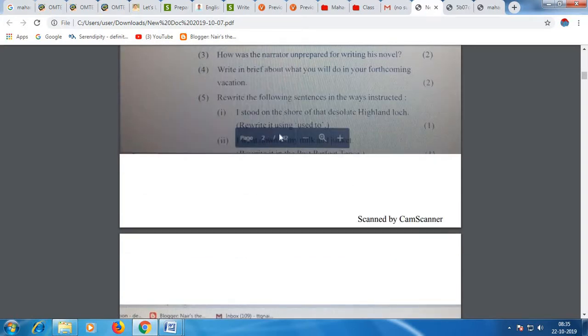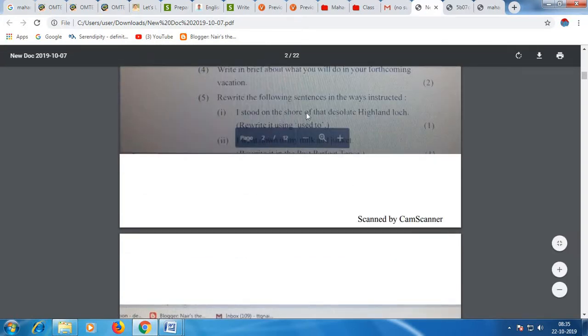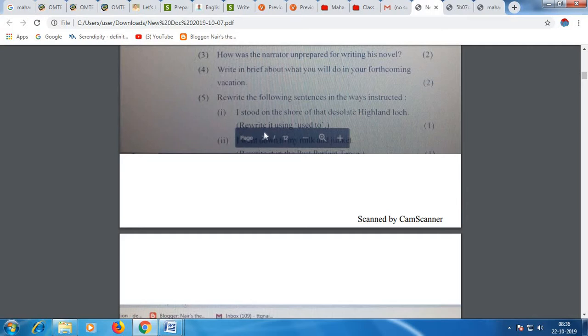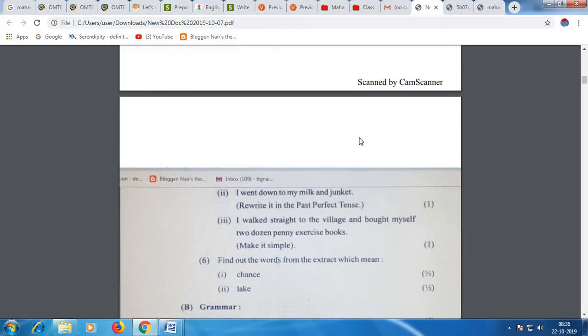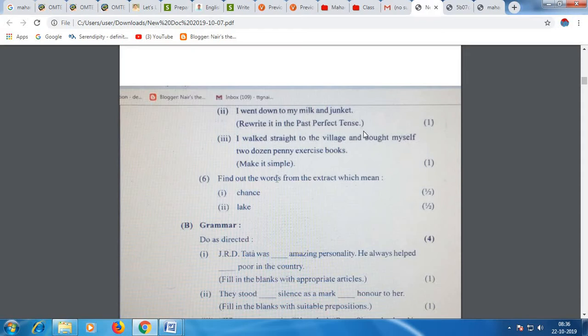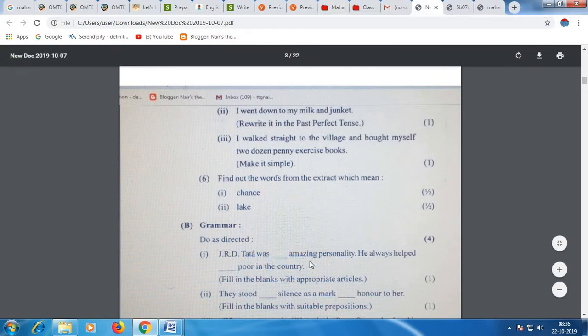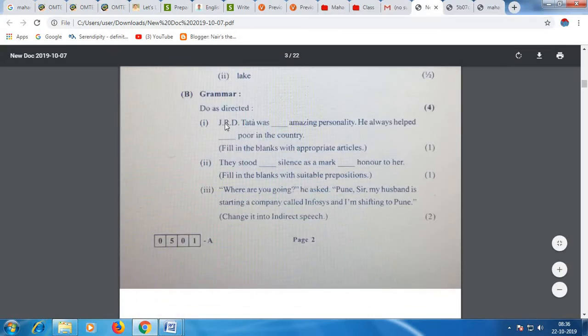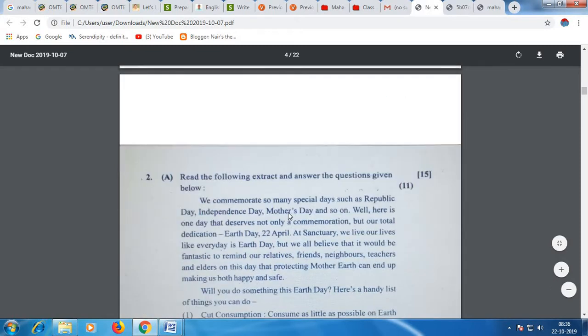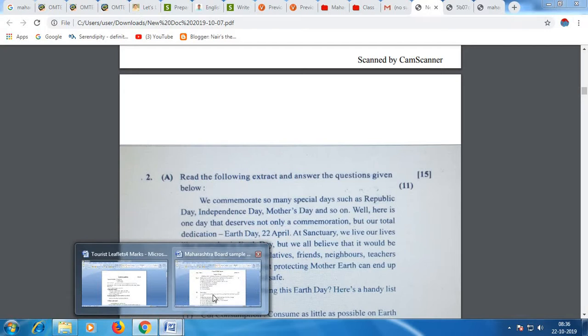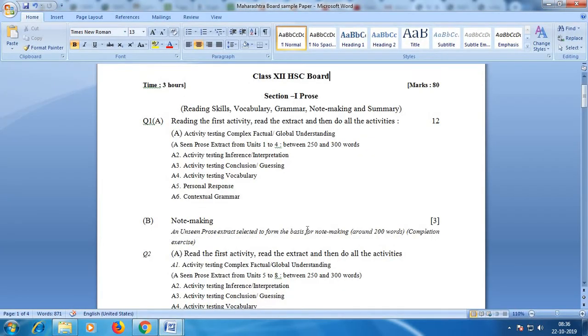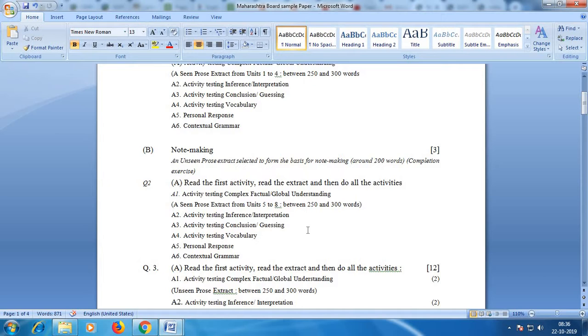And then from the same passage, they give you questions on grammar as well. As you can see here, rewrite it using 'used to', or rewrite in the past perfect tense, make it simple, find out the words from the extract which mean chance. Again, B is the grammar part: articles, then suitable prepositions, then change into indirect speech. So you can see how the questions are asked. Now it is about note making.